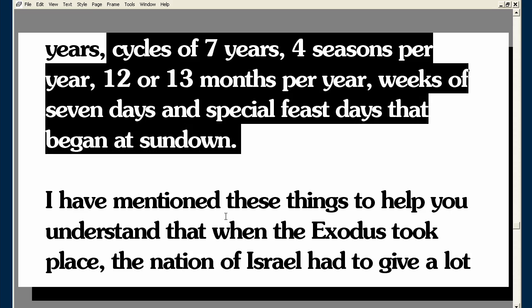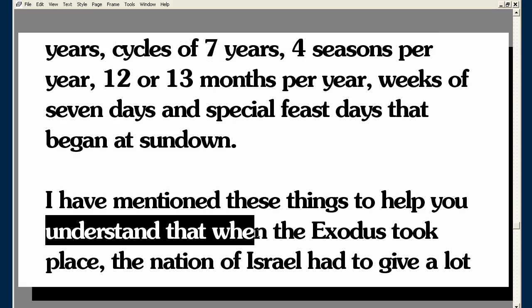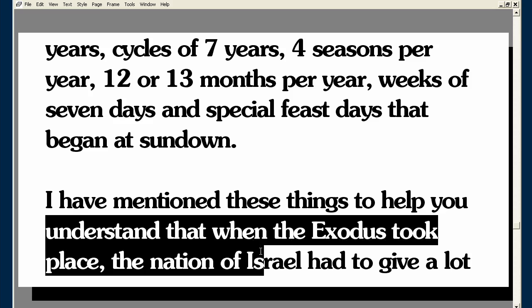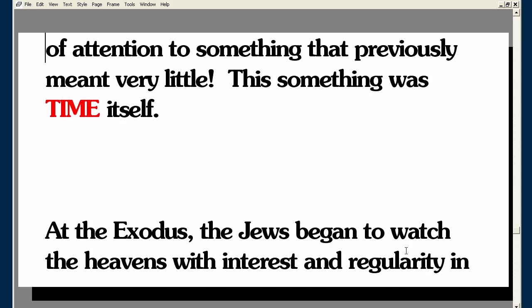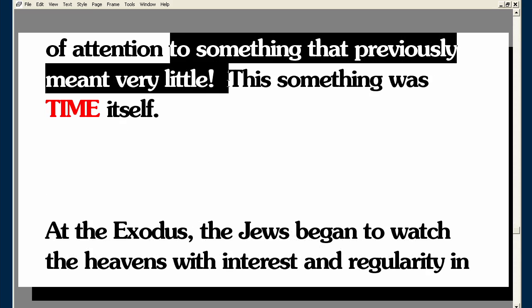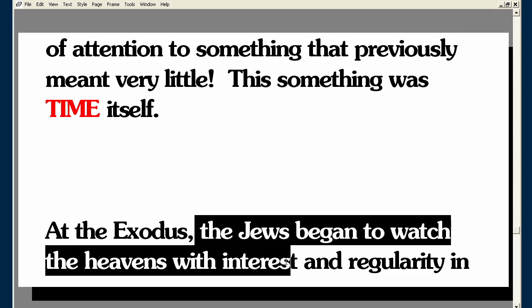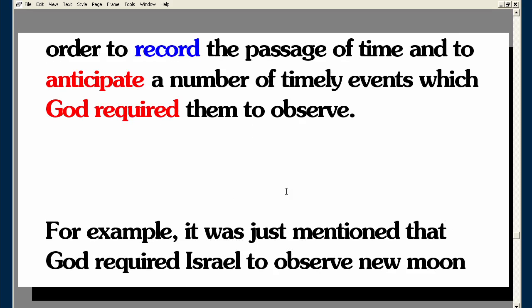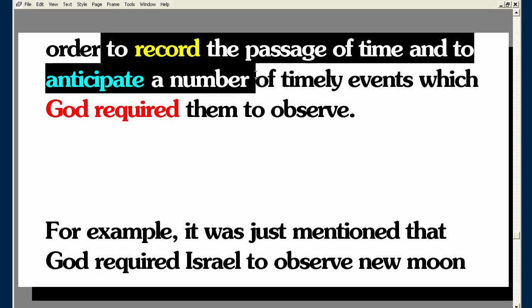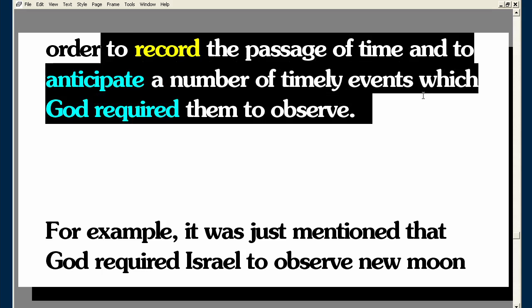I have mentioned these things to help you understand that when the Exodus took place, the nation of Israel had to give a lot of attention to something that previously meant very little. This something was time itself. At the Exodus, the Jews began to watch the heavens with interest and regularity in order to record the passage of time and to anticipate a number of timely events which God required them to observe.